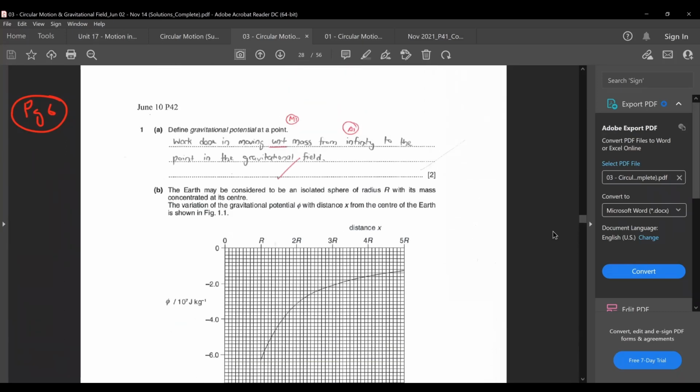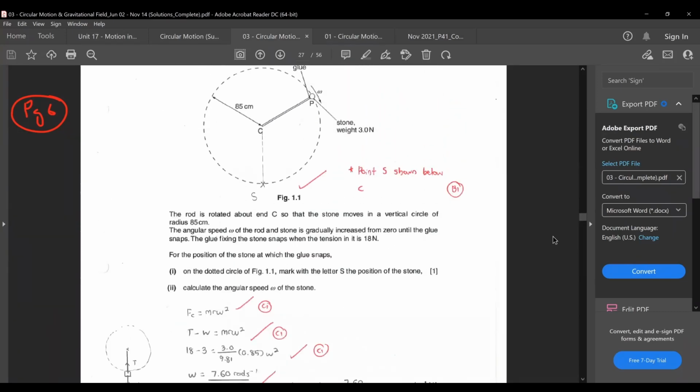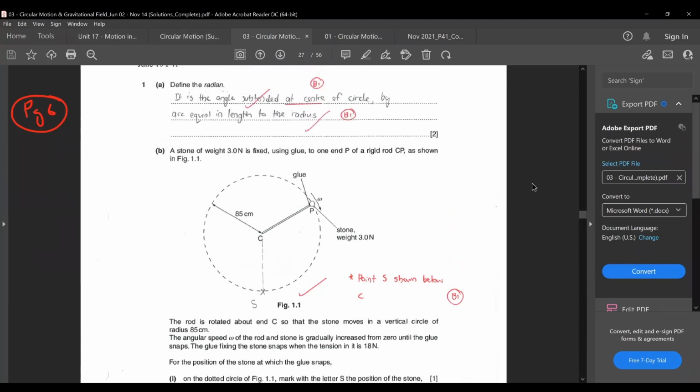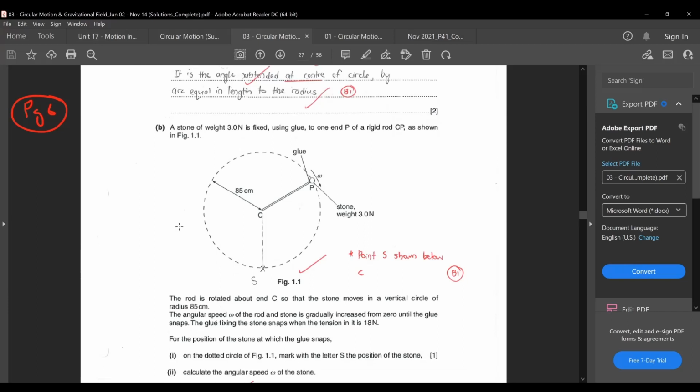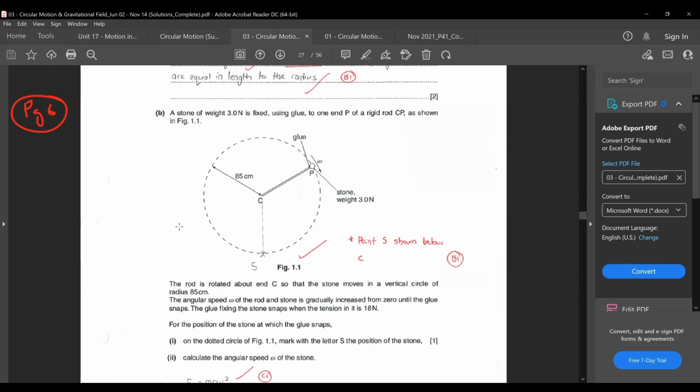We actually did that before. It is the angle subtended at the center of the circle by an arc length equal to the radius. It's just something that you can copy off from the notes. Right, now look at part B. B is the one that we want to talk about.